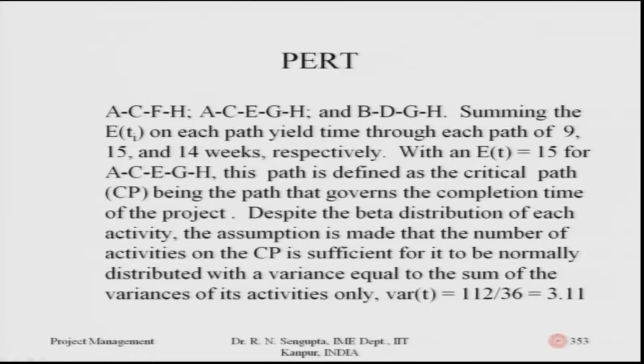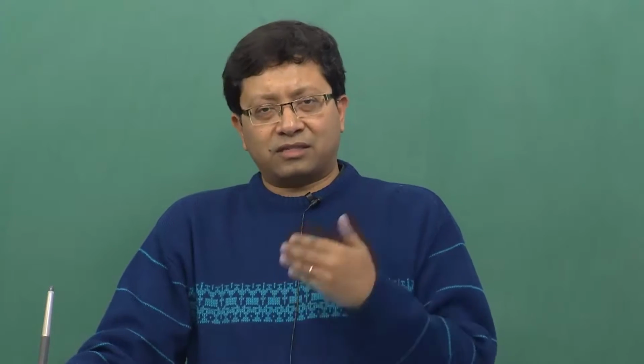Despite the beta distributions of each activity, the assumption is made that the number of activities in the critical path is high, hence we are able to use the central limit theorem. For this, we need to find the variance. How do you find it? Let me repeat: you add up the variances of all the activities on the critical path, and that sum is the variance.